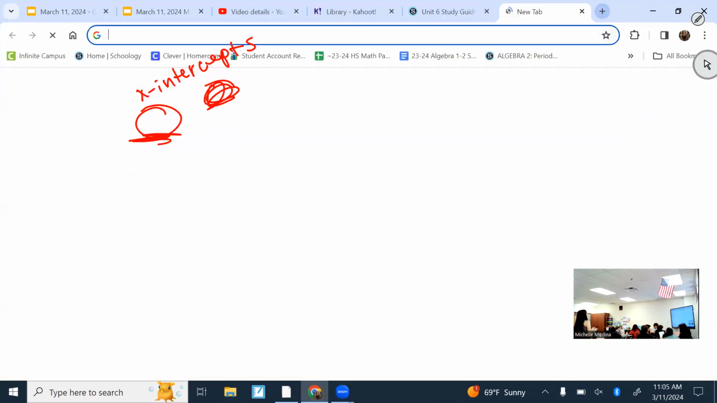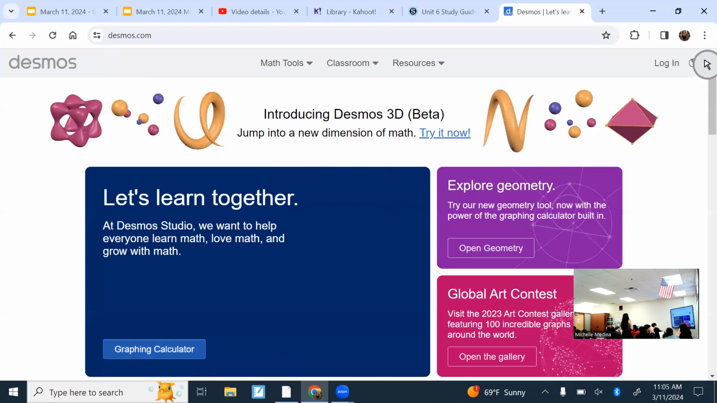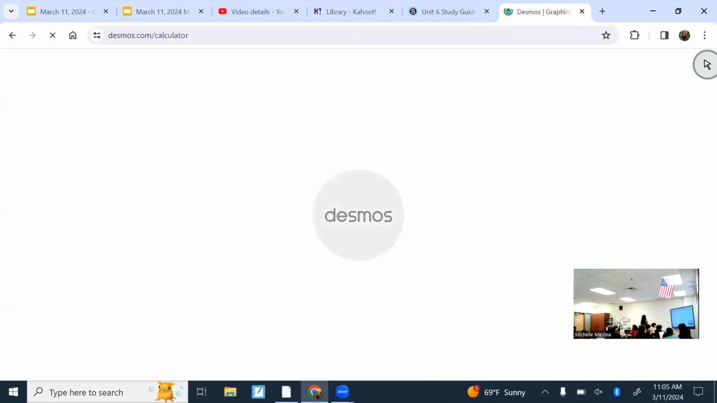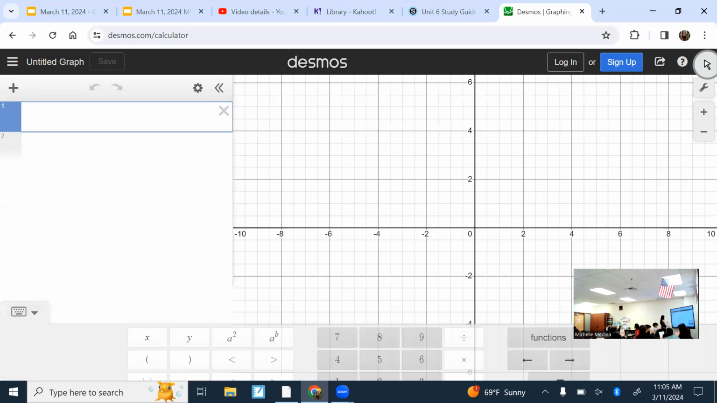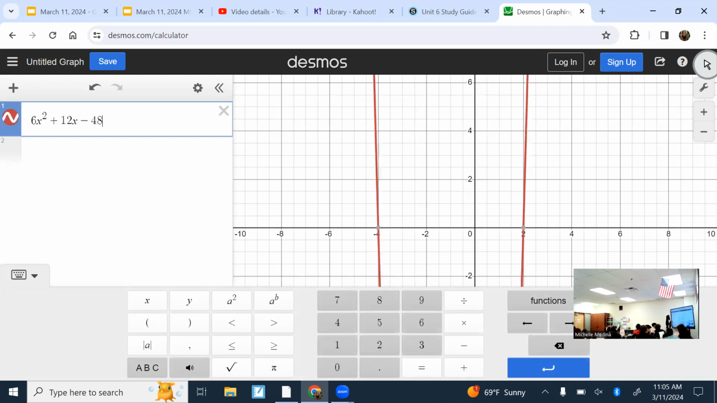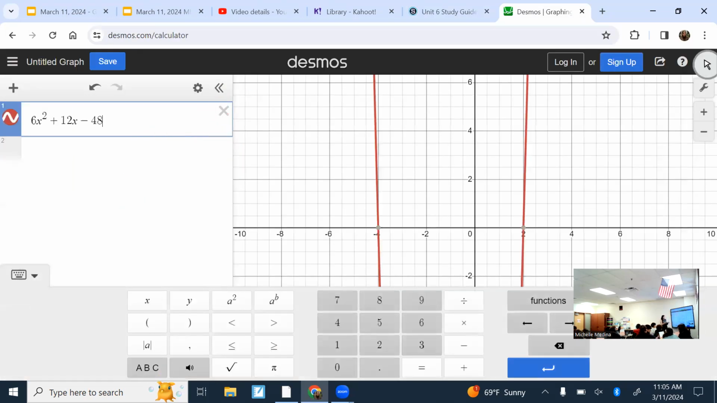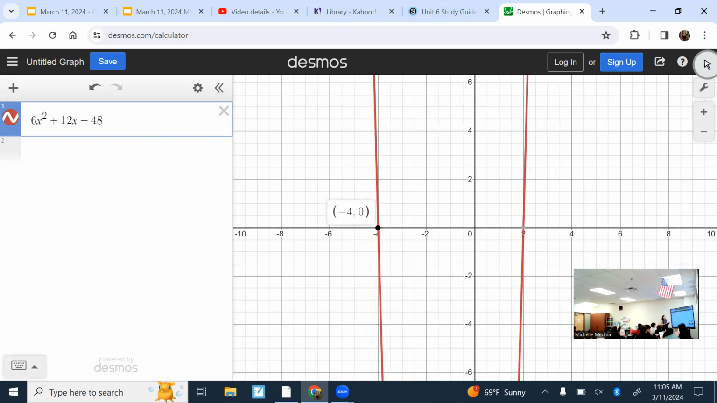6x squared plus 12x minus 48. Okay. 6x squared plus 12x minus 48, I think, is what the thing was. Make sure you guys double check it tomorrow too when you type it in. And then you're looking at where it touches on the x-axis, your horizontal axis. So these are my x-intercepts, my zeros.